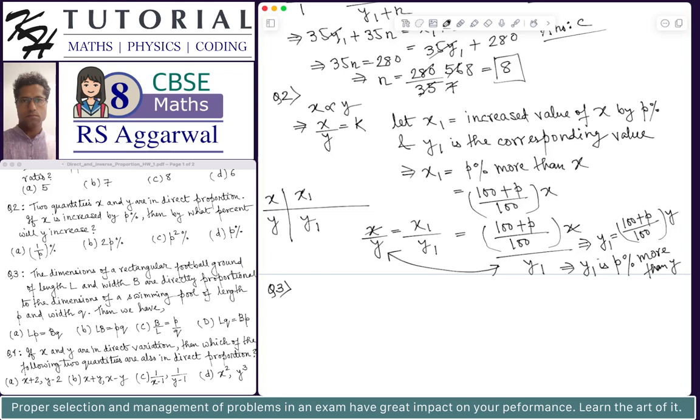So in this problem, when x is increased by p%, then y will increase by p%, because we have assumed that when x is increased by p%, if that value is x1, then the corresponding value of y is y1, and we have found that y1 is equal to 100 plus p divided by 100 multiplied by y, which means that y1 is p% more than y, which means that the quantity y will also get increased by p%. So the correct choice is D.